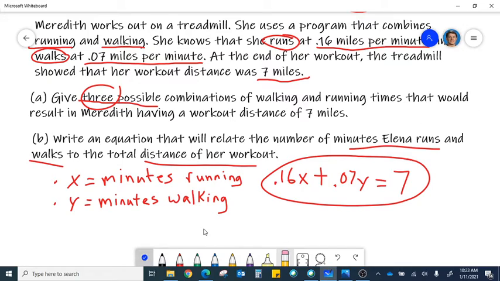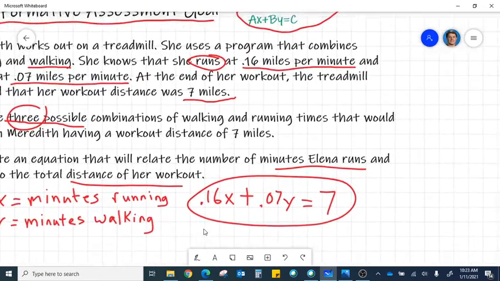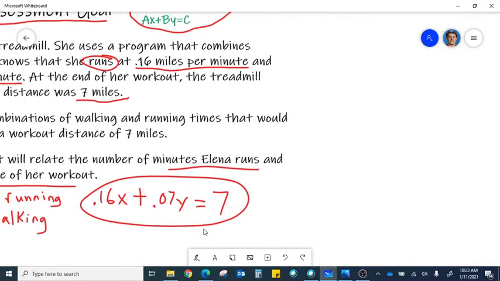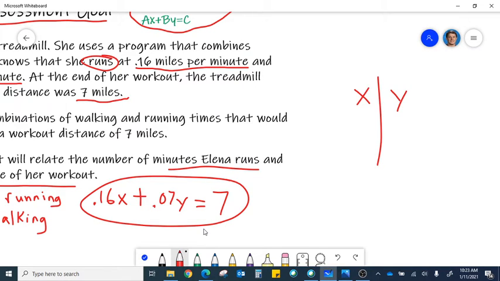If we write that in a table, we know that our formula is 0.16x plus 0.07y equals 7. Now we can go ahead and set up some numbers. There are lots of answers for this one, but they just have to work. So let's set up a table for x comma y. What could we plug in for x?